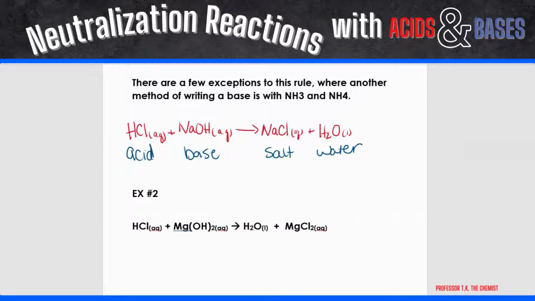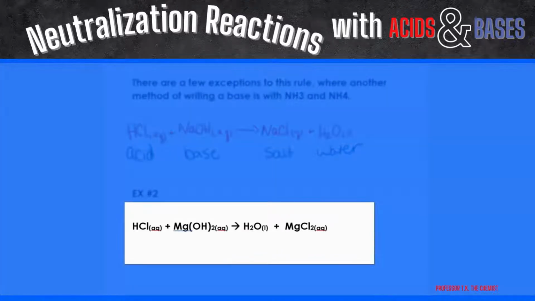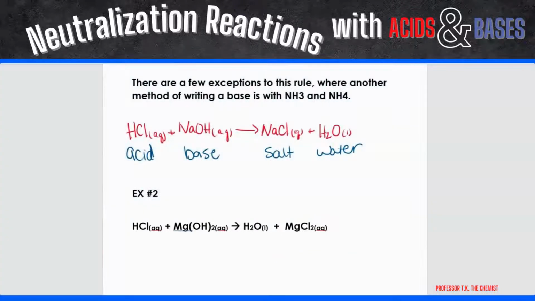Now, take a look at this next example here where we have HCl, which is an acid, plus magnesium hydroxide, which is a base, producing water and magnesium chloride, which is your salt. Now, if we were told to balance this reaction, it's quite simple to do so. I always warn students that whenever you're writing out a chemical reaction, particularly a neutralization reaction, and you see that there's hydroxide on the left-hand side, always rewrite H2O as HOH.